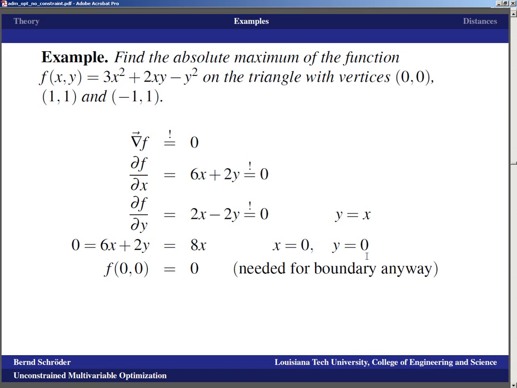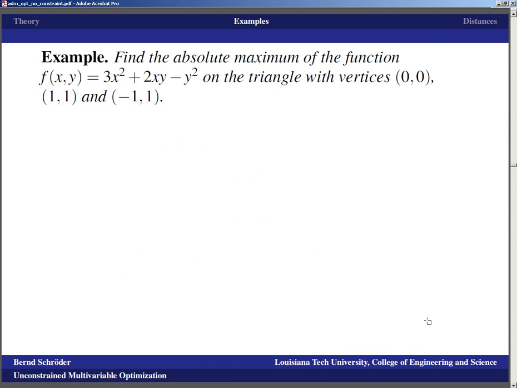Now, if this point had not been inside the domain, just as in single variable calculus, we would have needed to discard that point because it is not relevant for the domain under investigation.